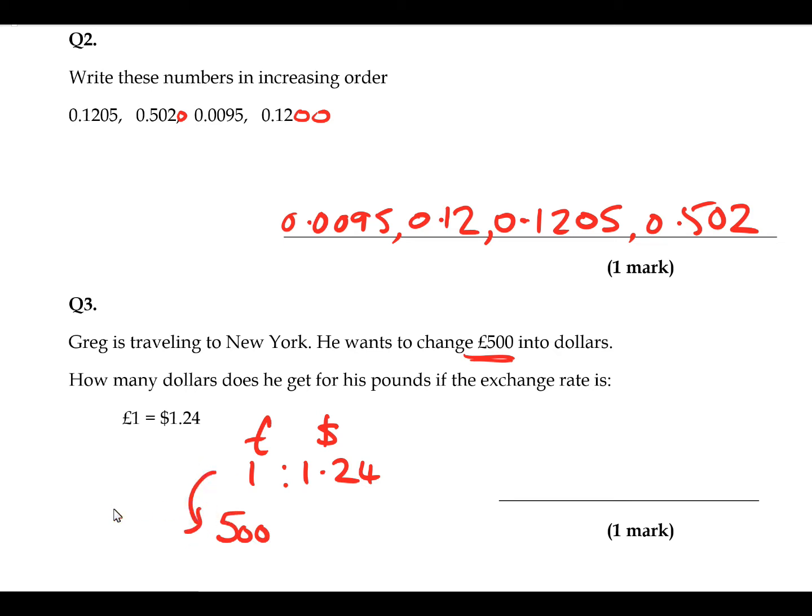So how did I get from 1 to 500? My scale is 500. So I have to do the same on the other side. So on your calculator, multiply 1.24 by 500. And you should get 620. So on the answer line, don't forget it's dollars and it's $620.